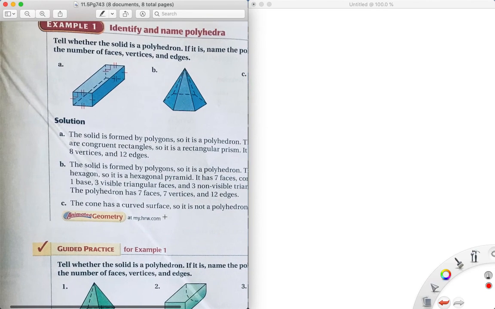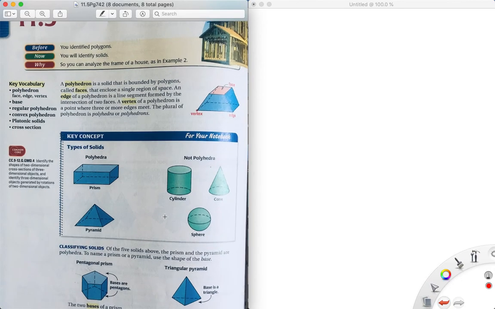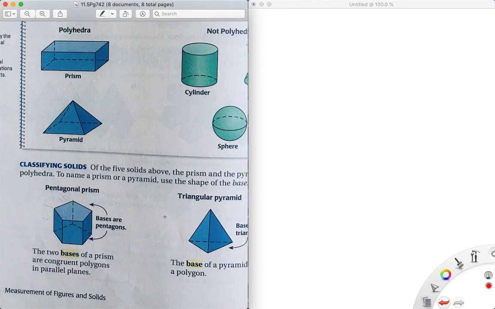Which reminds me, when we label these things, like this prism, it's called a pentagonal prism, and it's called a pentagonal prism because the base is a pentagon. So whatever shape the base is, that's the name we give either the pyramid or the prism. If the shape is a rectangle, we call it a rectangular prism. If the base is a triangle, we call it a triangular prism. If the base is an octagon, we call it an octagonal prism.